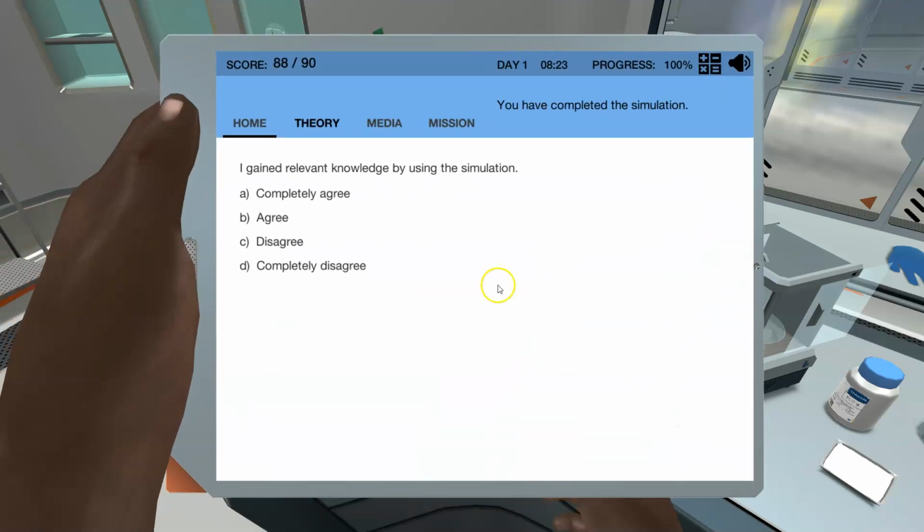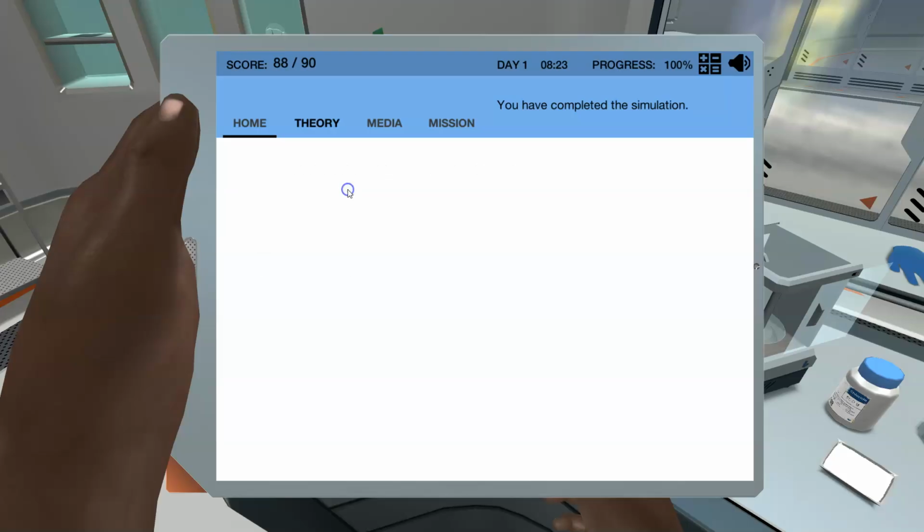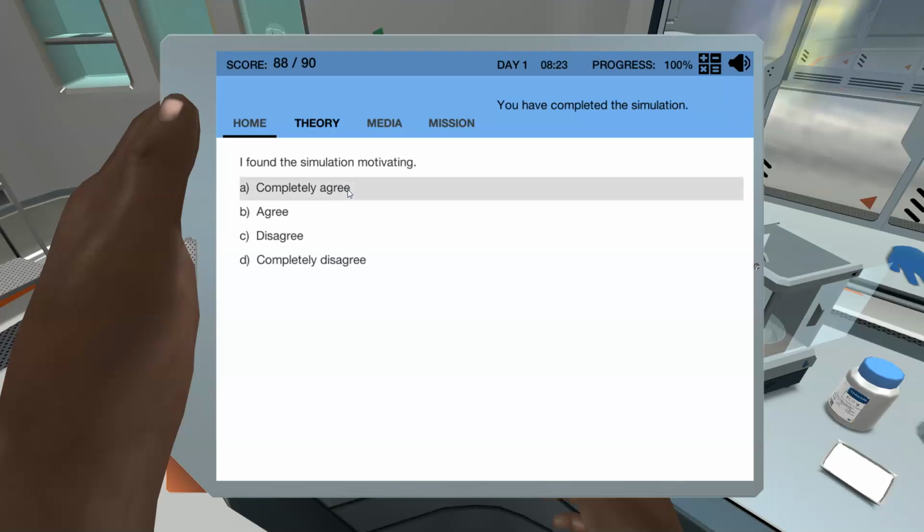I gain relevant knowledge by using the simulation. I found the simulation motivating. I feel more confident about my lab skills after the simulation. I feel that I can apply what I have learned in the simulation to real-world cases. In general, I was pleased with the simulation.